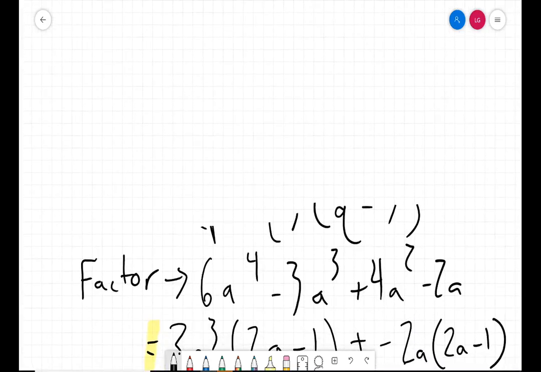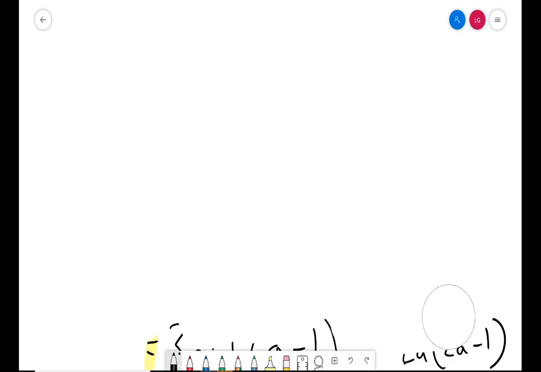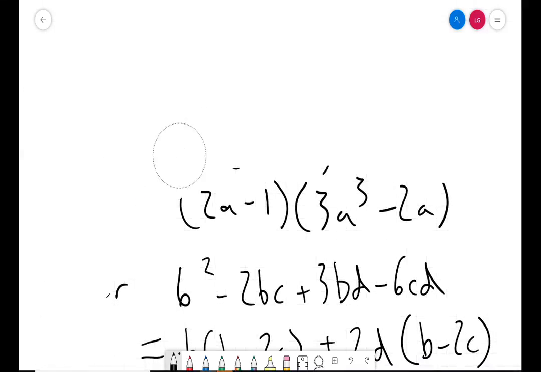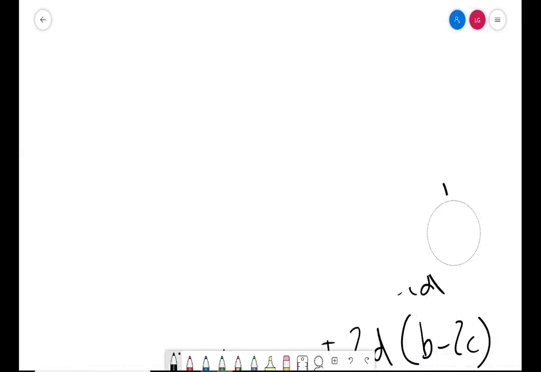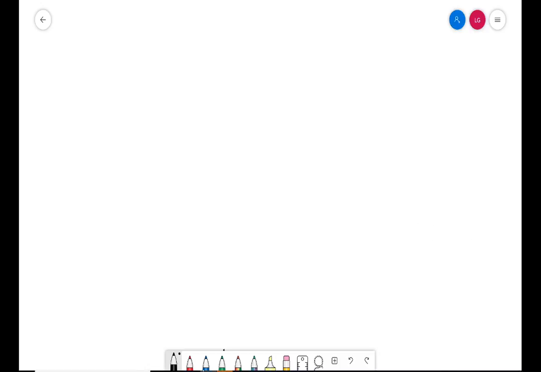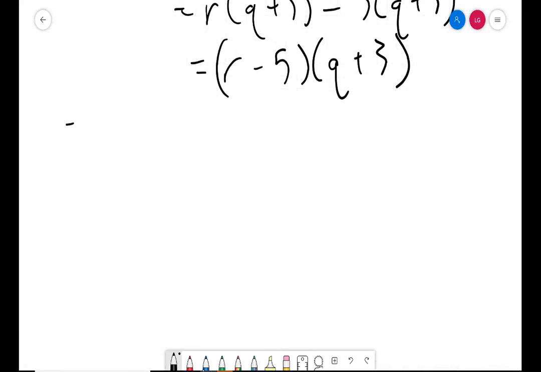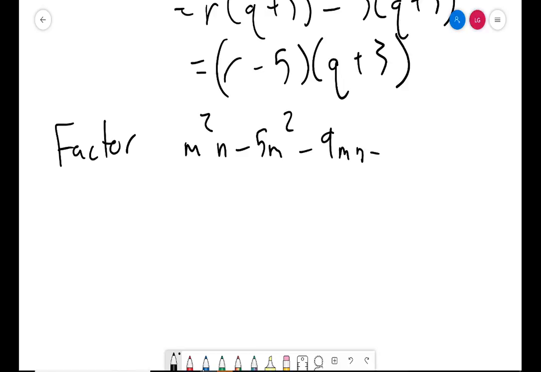Let me actually clear this out because this one may take me a little bit more space. Our final example for the day here. M squared n minus 5m squared minus 9mn plus 45m plus 8n minus 40. So 6 terms. Okay, we're trying to factor 6 terms.